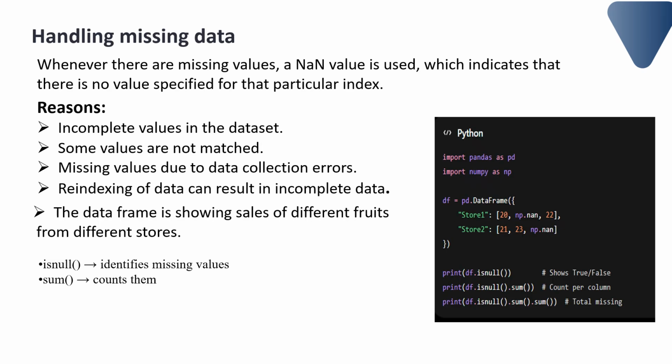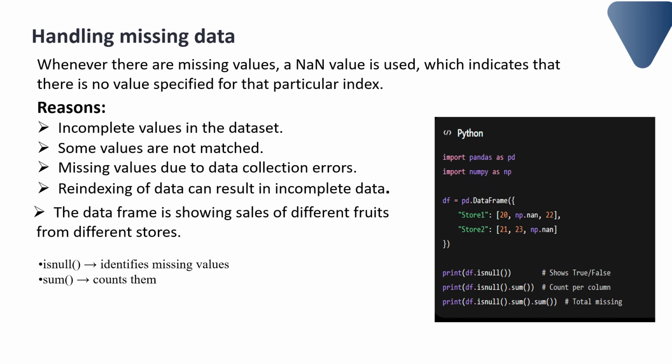Next, handling missing values. Missing values are represented as NaN values. That indicates there is no specified value at that particular index. Reasons for missing values: incomplete values in the dataset, some values not matched, data collection errors, and reindexing of data can result in incomplete data.